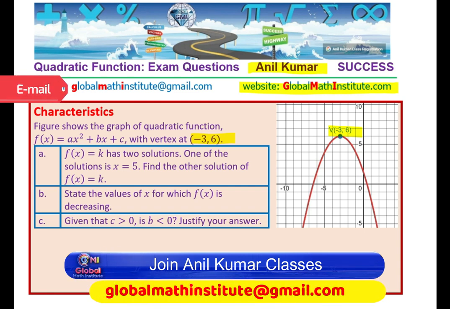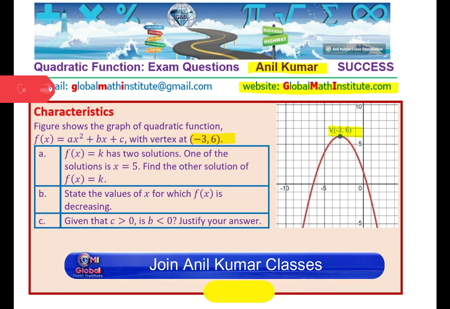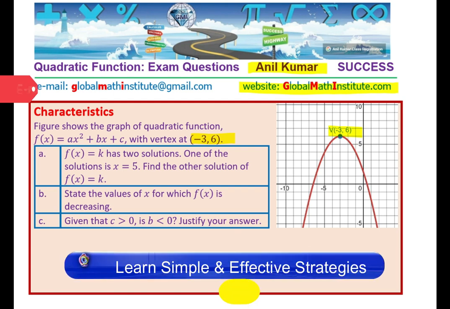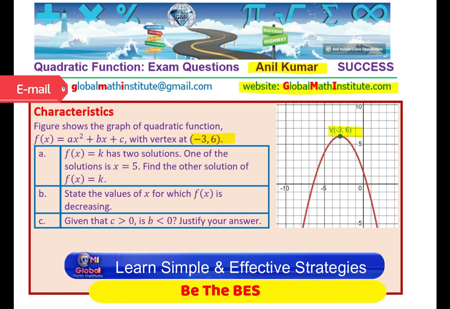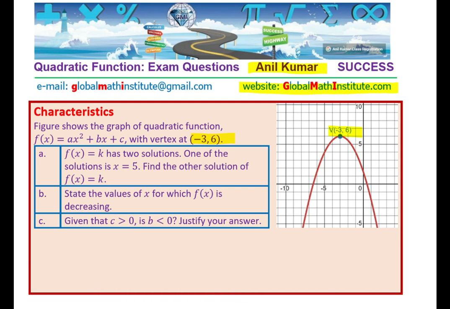Part B. State the values of x for which f of x is decreasing. Part C. Given that c is greater than 0, is b less than 0? Justify your answer. So let's begin answering them one by one.